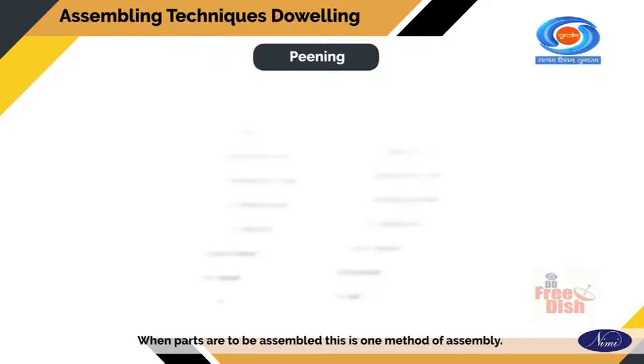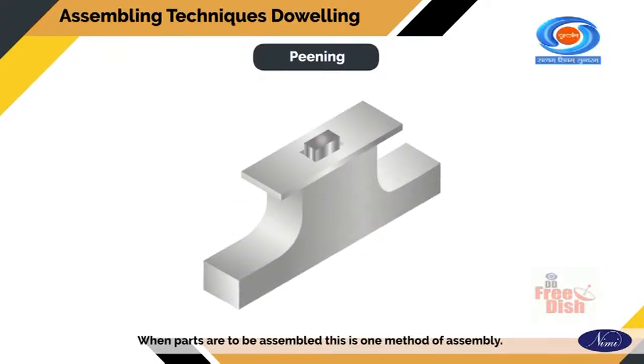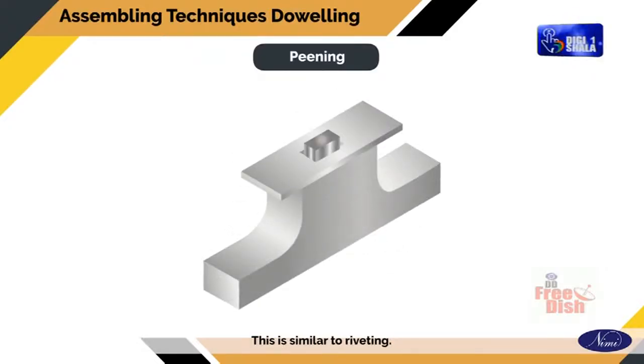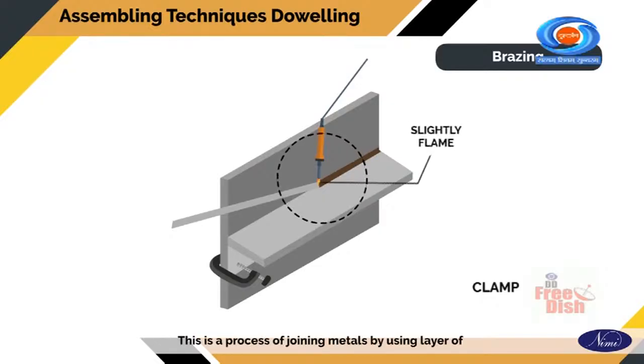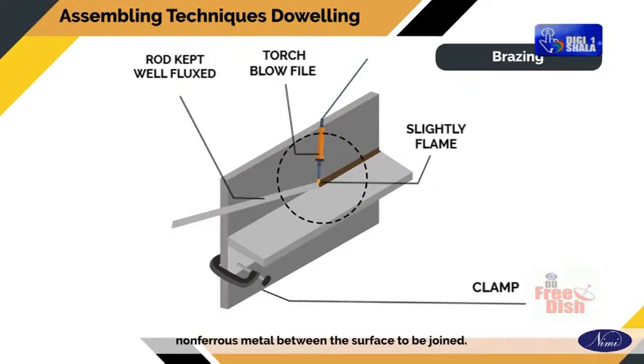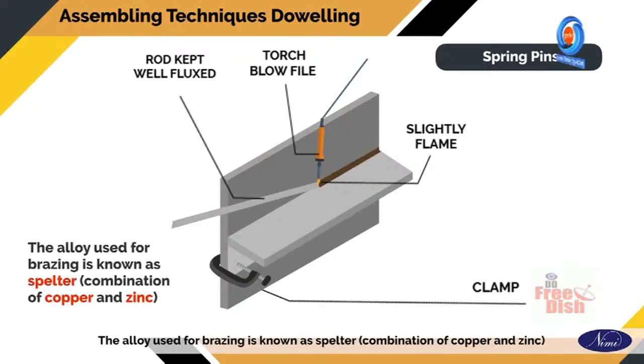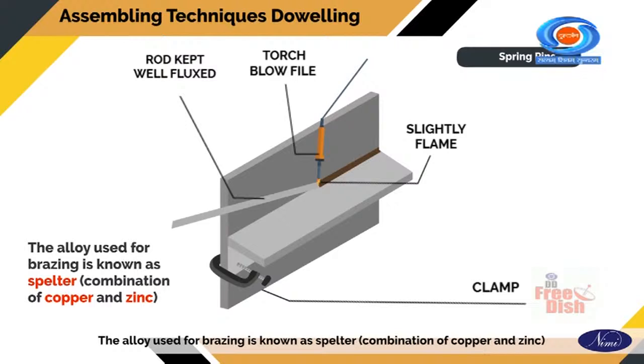Peening. When parts are to be assembled, this is one method of assembly. This is similar to riveting. Brazing. This is a process of joining metals by using a layer of non-ferrous metal between the surfaces to be joined. The alloy used for brazing is known as spelter, a combination of copper and zinc.